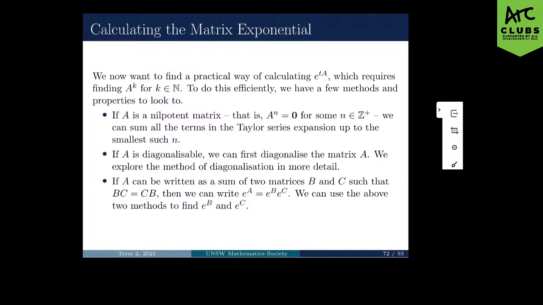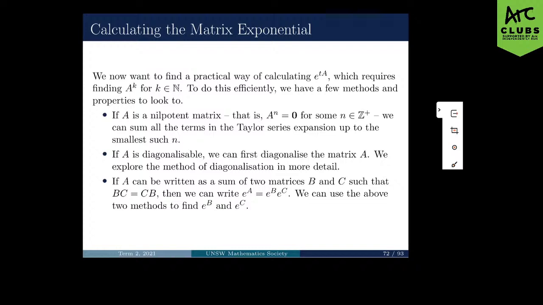The easiest one, I think, is the nilpotent matrix. I'm not sure if a determinant of 0 guarantees that a matrix is nilpotent, but I know that a nilpotent matrix has to have determinant 0. So if it's not 0, then we can't apply this method. If A is a nilpotent matrix, that is, some power A to the power of n is equal to 0, then we can sum all the terms in the Taylor series expansion up to the smallest such n to find its exponential.